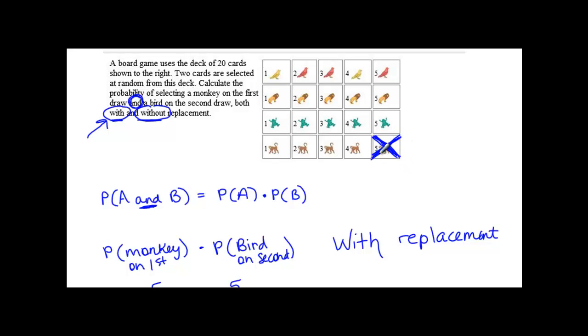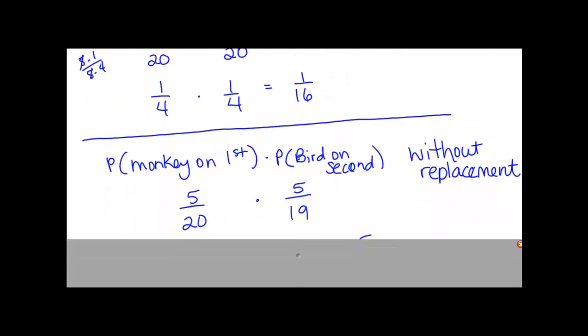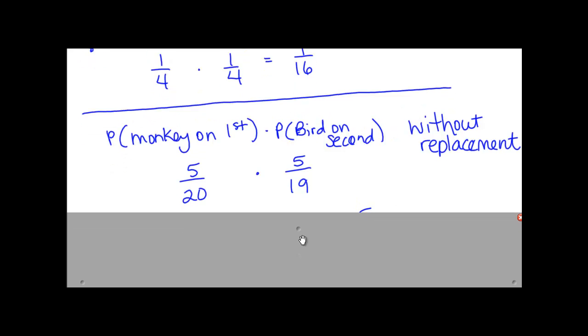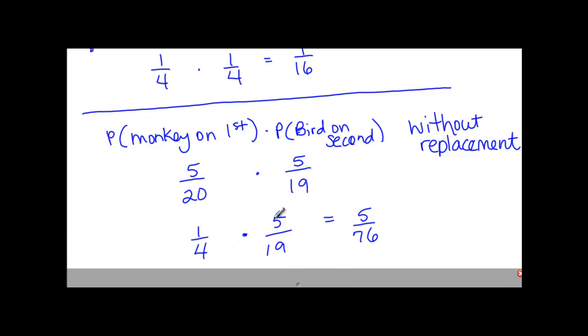So if I now eliminate this card because we haven't replaced it, I have a total of 19 cards. There's still 5 bird cards left. So we would have 5, but this time out of 19. So as we try to simplify before we multiply, 5/20 we said above would reduce to 1/4. 5/19 won't simplify, which would give me, multiplying across the top and bottom, 5/76.